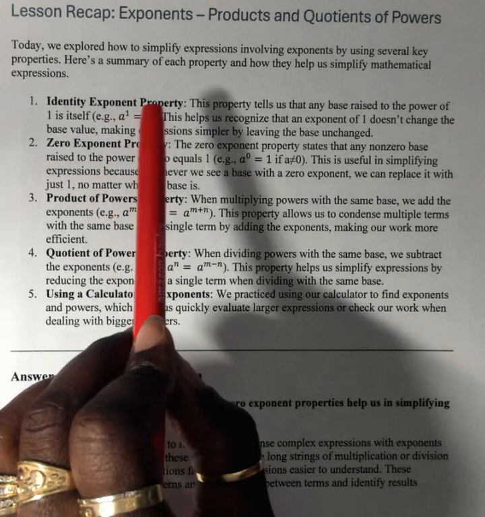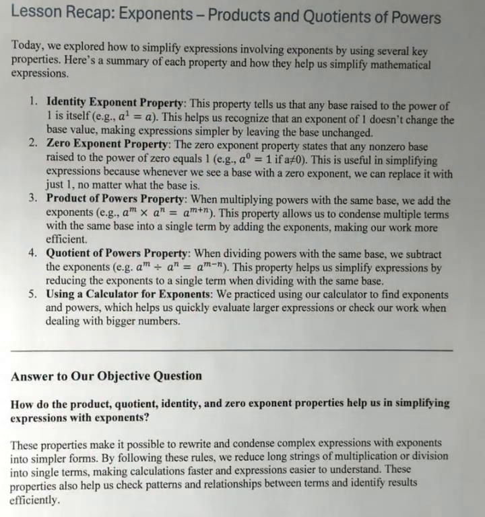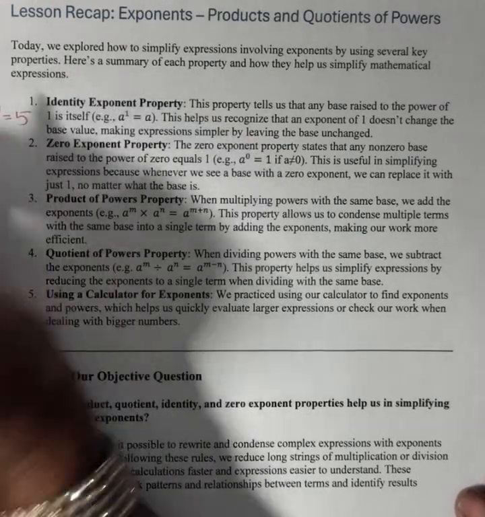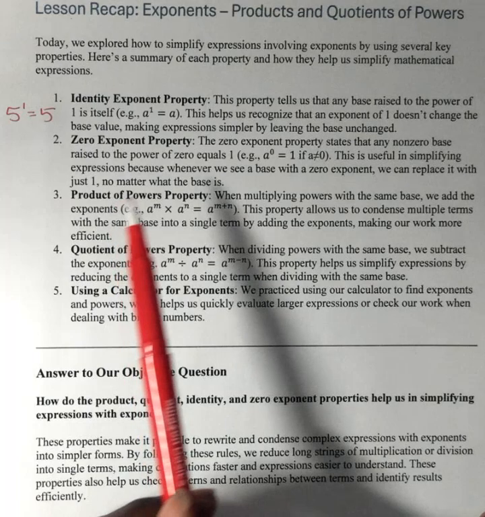So the identity exponent property basically tells us that if we have any base and it is raised to the power of one, it's going to be itself. So an example would be if I have 5 to the power of one, it's going to be 5. Okay. And then what we have is the zero exponent property.